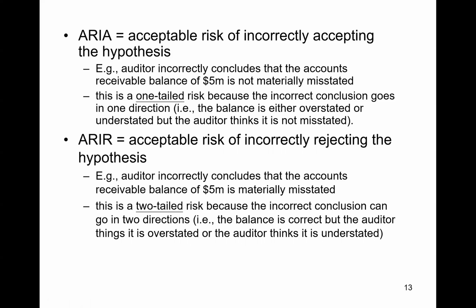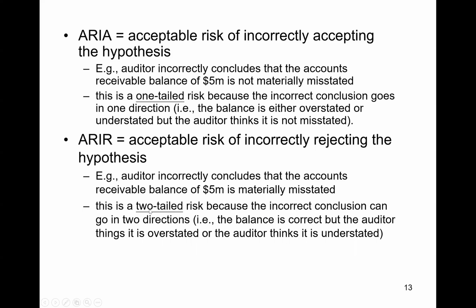Now, the other type of risk, the sampling risk, is the risk of incorrect rejection. So this is where the hypothesis is true, but the auditor wrongly rejects it. So, for example, the client has recorded a receivable balance of $5 million. That is actually true, but the auditor incorrectly concludes that there is a material misstatement. Okay, so this is the type 1 risk that I talked about before.